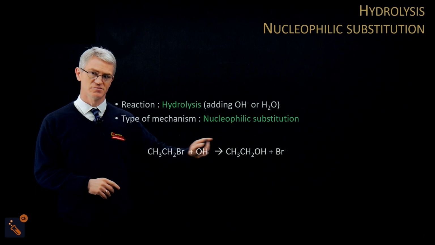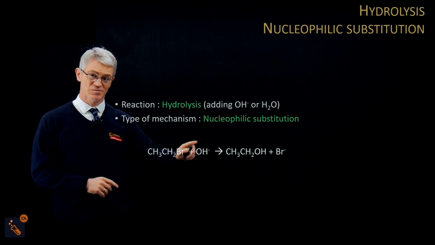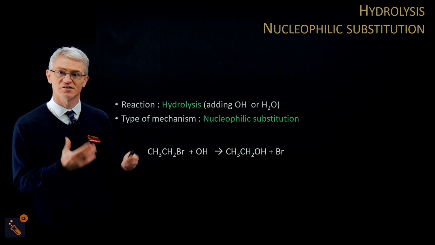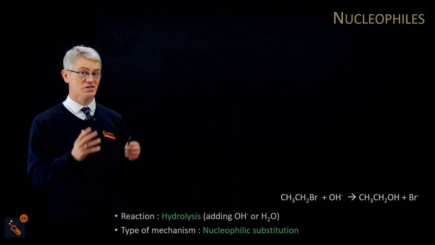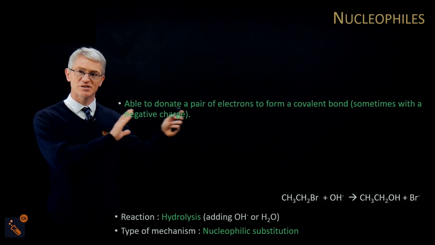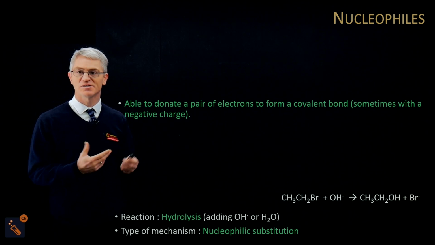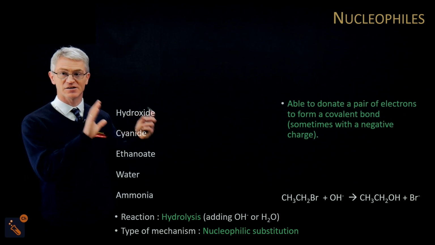But you can see here that it's nucleophilic. Nucleophilic means that that's the nucleophile. So if that's the nucleophile and we're substituting, that's why it's called nucleophilic substitution. Now, what are nucleophiles? I just want to do a little bit of a recap. They have the ability to donate a pair of electrons to form a covalent bond, and sometimes they have a negative charge. So we'll keep that up to the side and go through some examples.